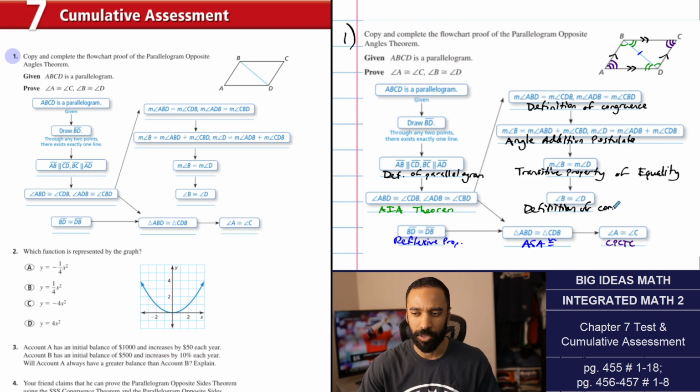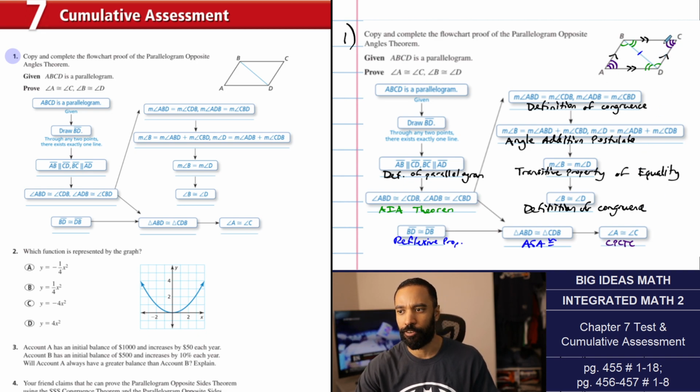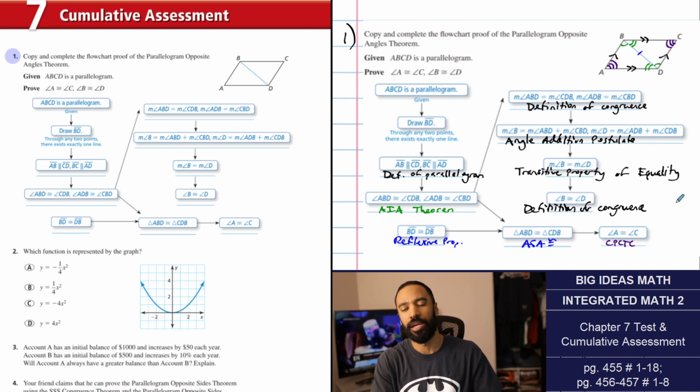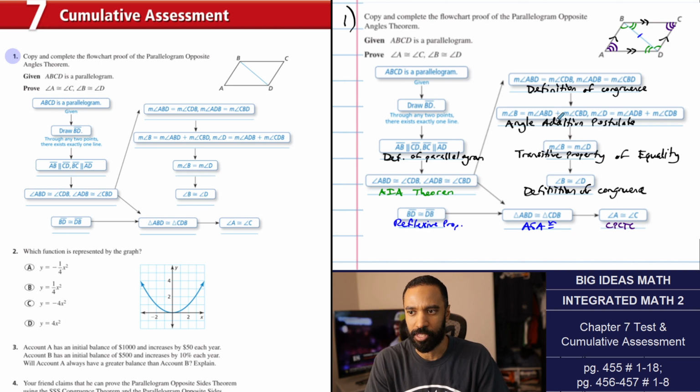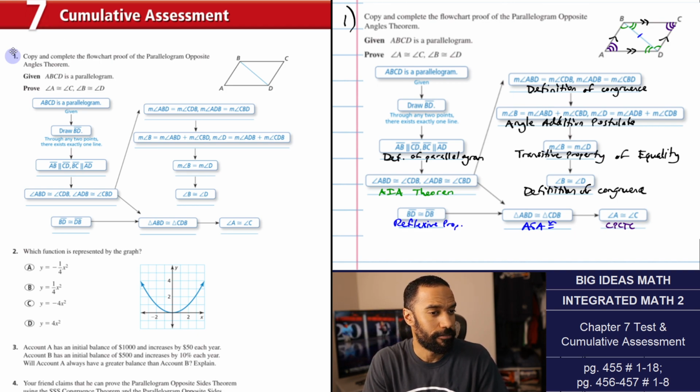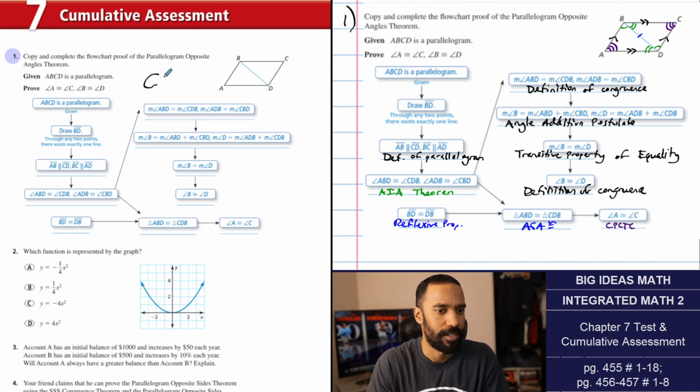But remember, that's not the only way that you can do this. You could have drawn a new diagonal instead for AC and done the exact same thing: angle-side-angle congruence and CPCTC, but that's going to work itself out. That is number one. This would have been from chapter 7, because it's all about parallelograms.